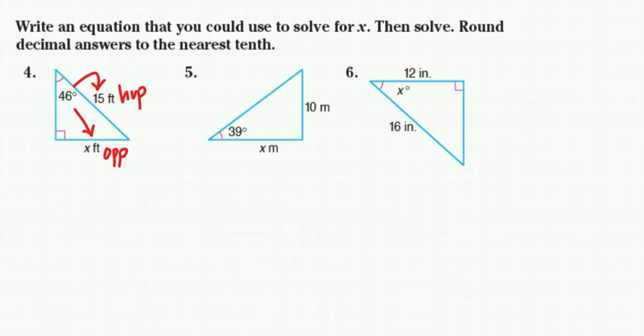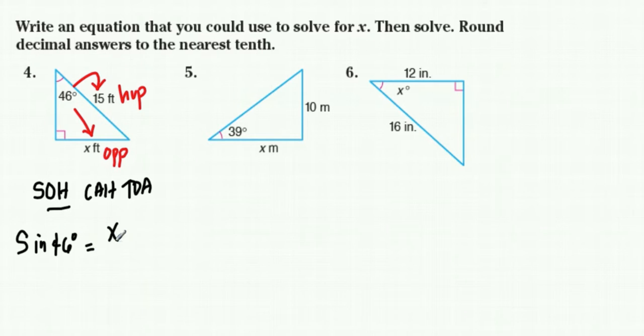Okay, so you have a hypotenuse and opposite side. Let's take a look at our ratios and see which one fits. You have SOH CAH TOA. We have opposite and hypotenuse. What ratio does it fit? Right here, opposite and hypotenuse. So we use the sine ratio. So sine 46 degrees equals opposite side, which is x, over hypotenuse, which is 15.